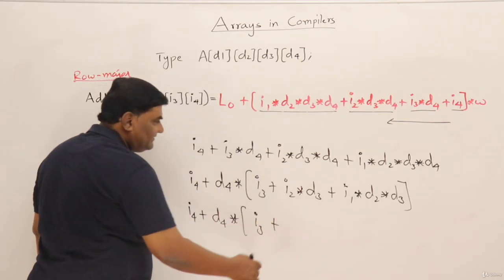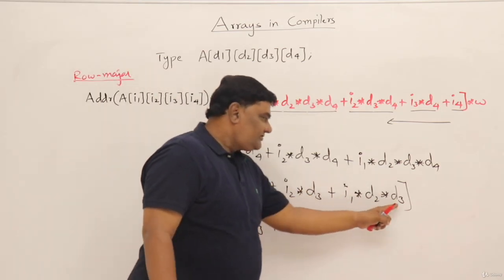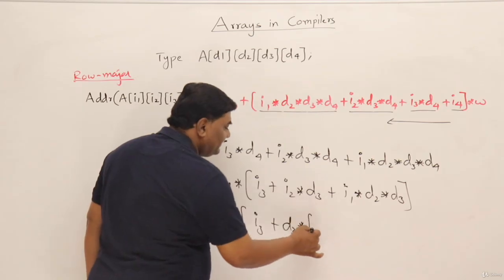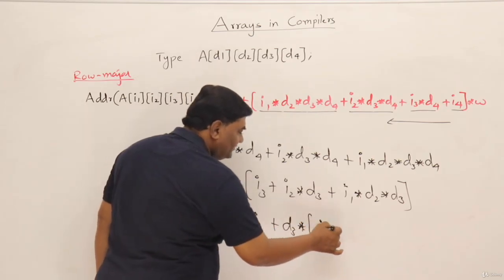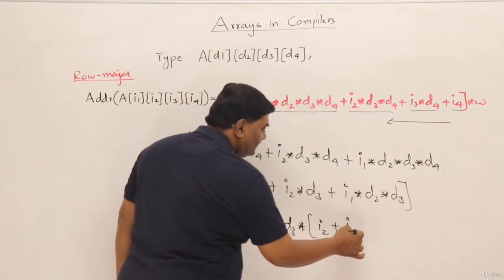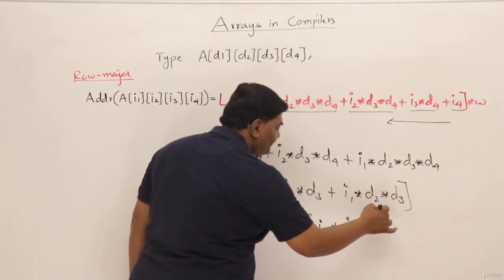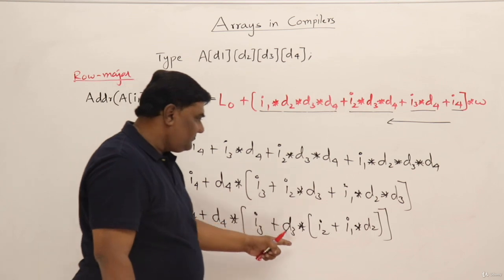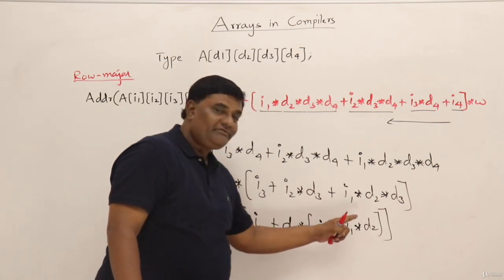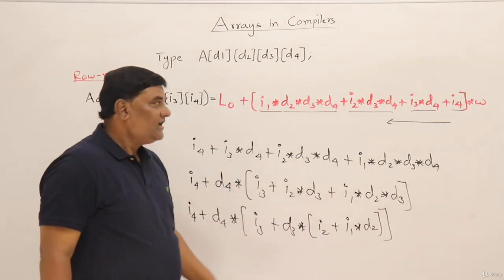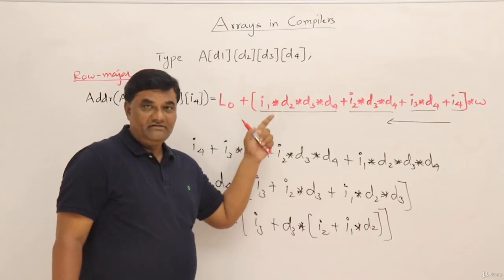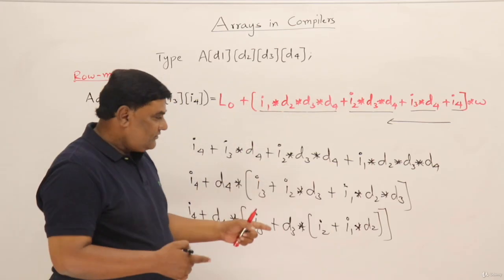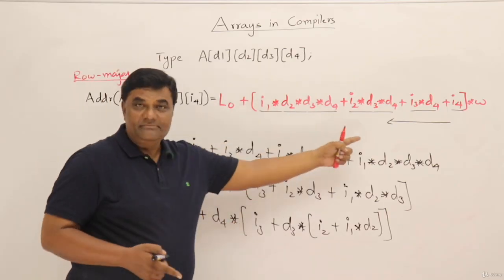I3 plus. Now in these two terms, D3 is common. So I will write down D3 multiplied by I2 plus I1 into D2. So I have taken D4 common and D3 common. Now only two terms are remaining here. Further, I cannot take anything common. This formula can be rewritten like this by taking dimensions as common.